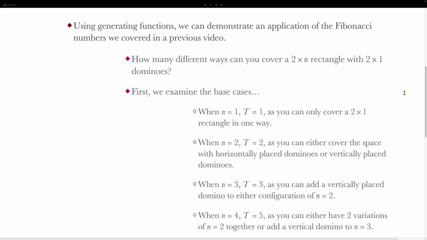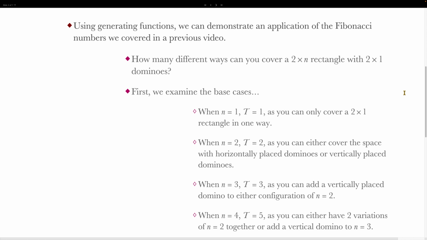Along with that, we can use generating functions to demonstrate an application of the Fibonacci numbers that we covered in a previous video. The question was, how many different ways can you cover a 2 by n rectangle with 2 by 1 dominoes? To answer this, we'll start by examining the base cases. When n equals 1, our number of ways will also be 1, as you can only cover a 2 by 1 rectangle in one way with 2 by 1 dominoes.